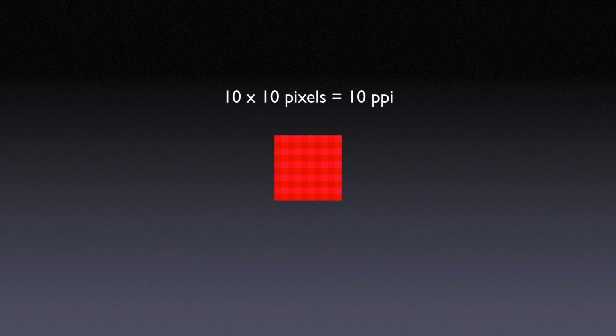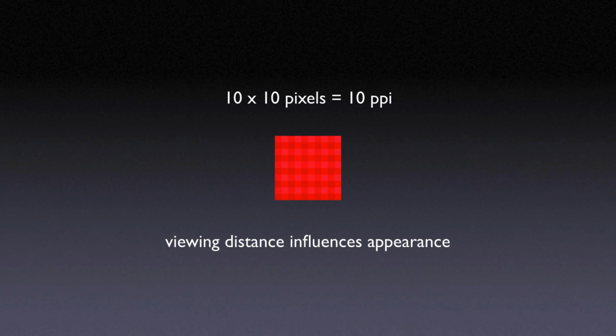Sometimes you'll hear it expressed as 10 dpi, which means dots per inch. This is a holdover from older printing press terminology and is not strictly accurate, but sometimes the two terms are used interchangeably. Because we can see individual pixels easily here, this image would be considered low res for this size. The viewing distance influences the appearance of detail, and if we move further away from the screen, at some point we will only be able to see a single red square.